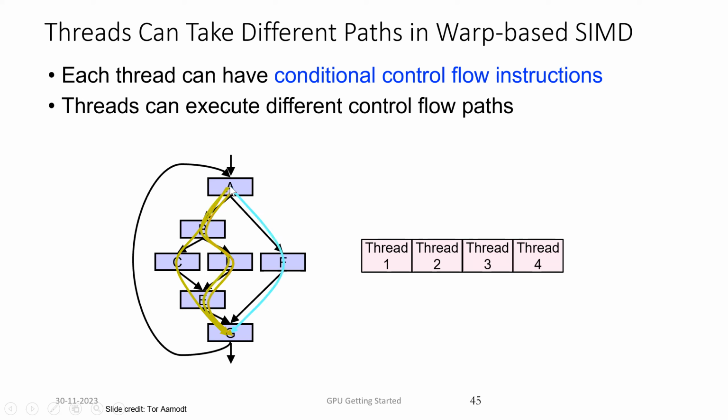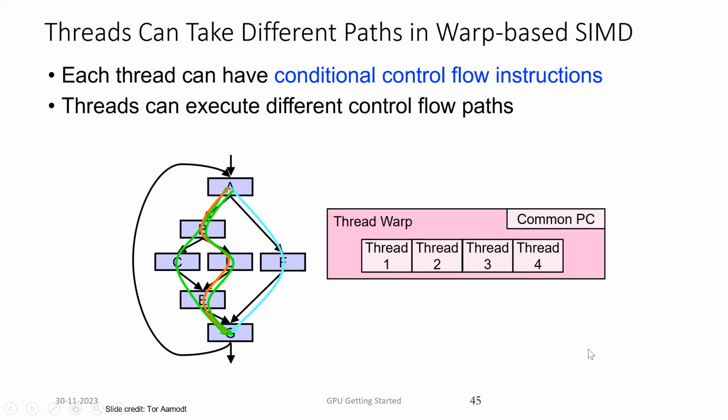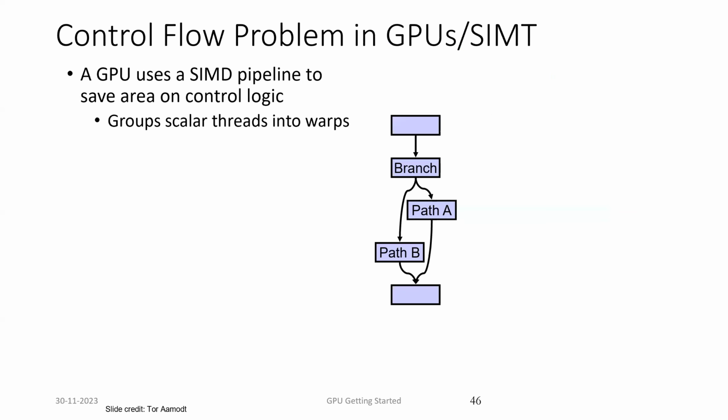Thread 4 can go from A to F to G, right? So all these can be within the same warp, right? But how can we handle that? If thread 2 and 3 are executing the instructions of B, thread 4 does not have B at all in its path. Then the very notion of warp will be lost, because all the threads in a warp should execute the same PC or the same instruction, right?